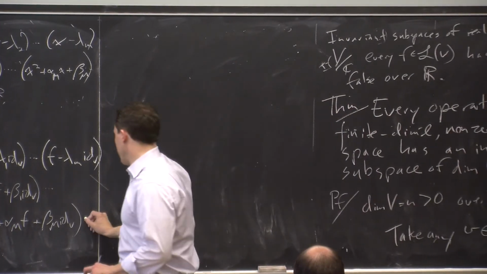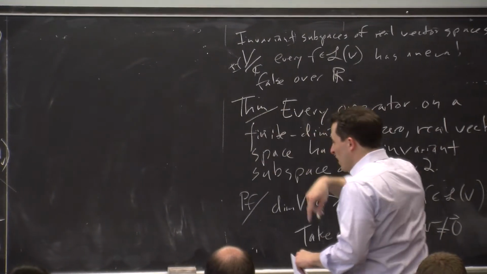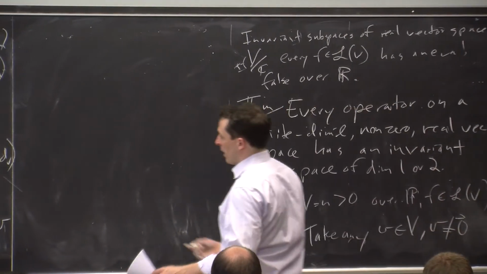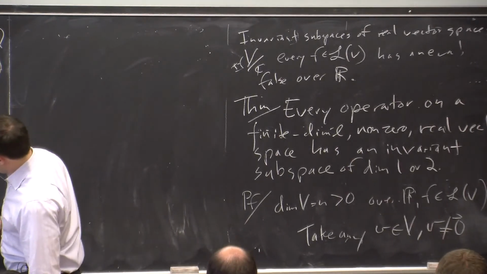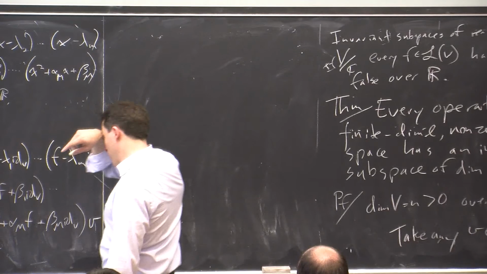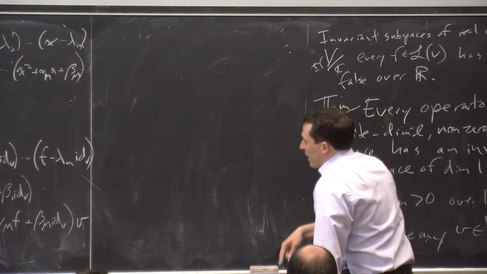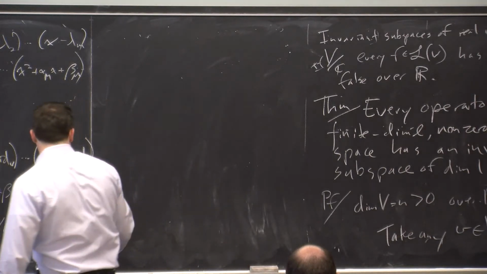I forgot a V here at the end, right? So now we take this V. We know that when we feed it through this long chain of linear operators, the output at the end will be 0. And there are only finitely many of them.